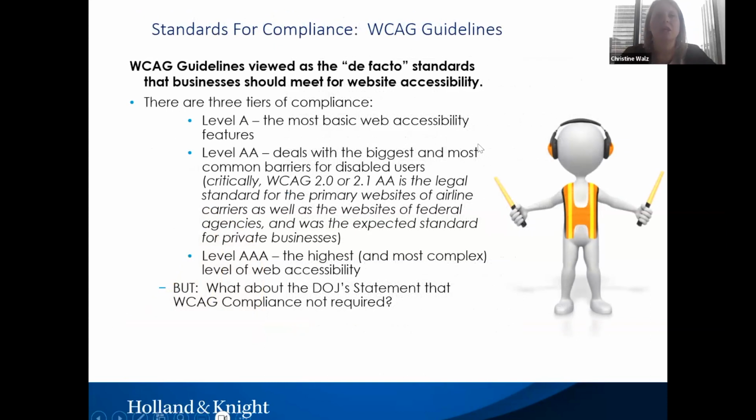So as I mentioned, all of the statutes, all of the settlements, all of the regulations, everything points to the WCAG guidelines as the de facto standard that businesses should be meeting for website accessibility. And under the WCAG guidelines, there are 3 tiers of compliance: level A, level AA, and level AAA. The highest, most complex level of accessibility is going to be level AAA. No one has required that yet. Instead, we see this level AA, this middle standard, as the sort of governing standard.